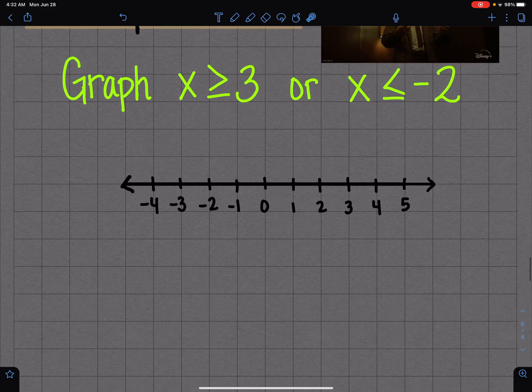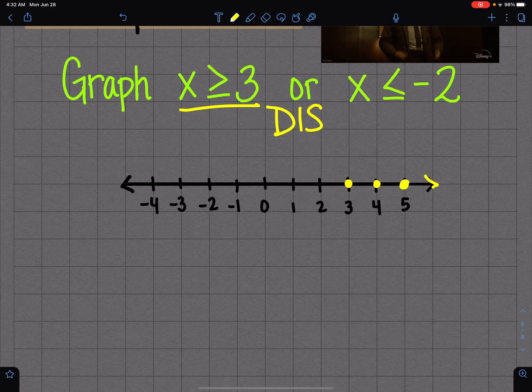Okay, here we go. Let's graph x is greater than or equal to 3, or x is less than or equal to -2. So because of the word or, I know that this is going to be a disjunction. You have to have either one or the other. And on this one, the set is integers that we're talking about. So we're only talking about integers. So let's start with x is greater than or equal to 3. That's going to include the 3. It's going to include the 4. It's going to include the 5. And we're going to keep going that way. So I'm going to put a little arrow there.